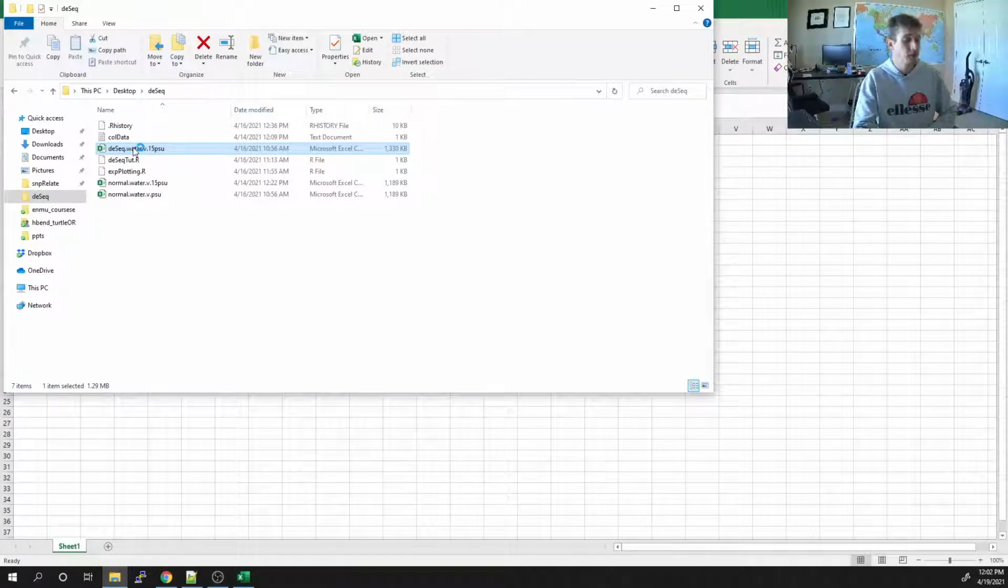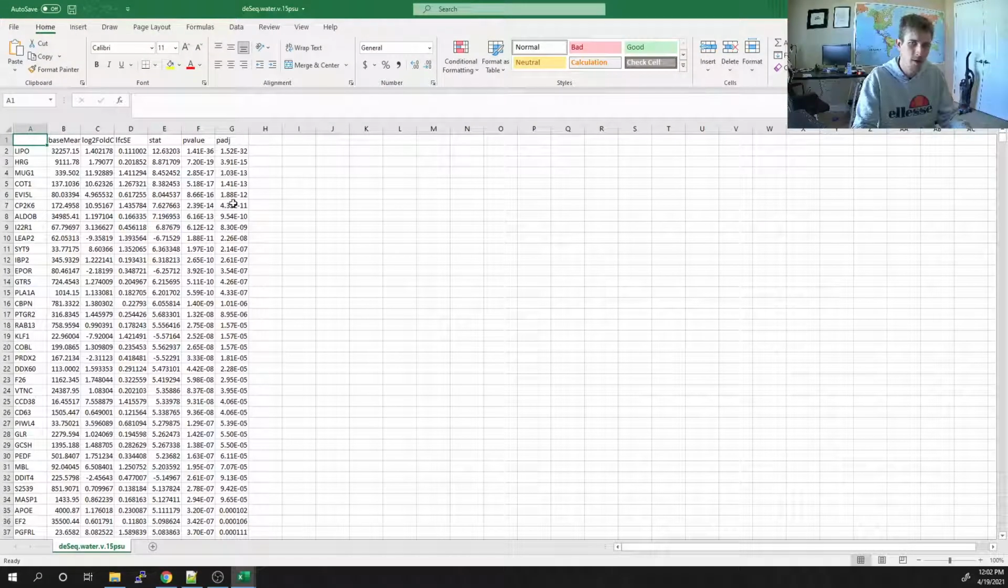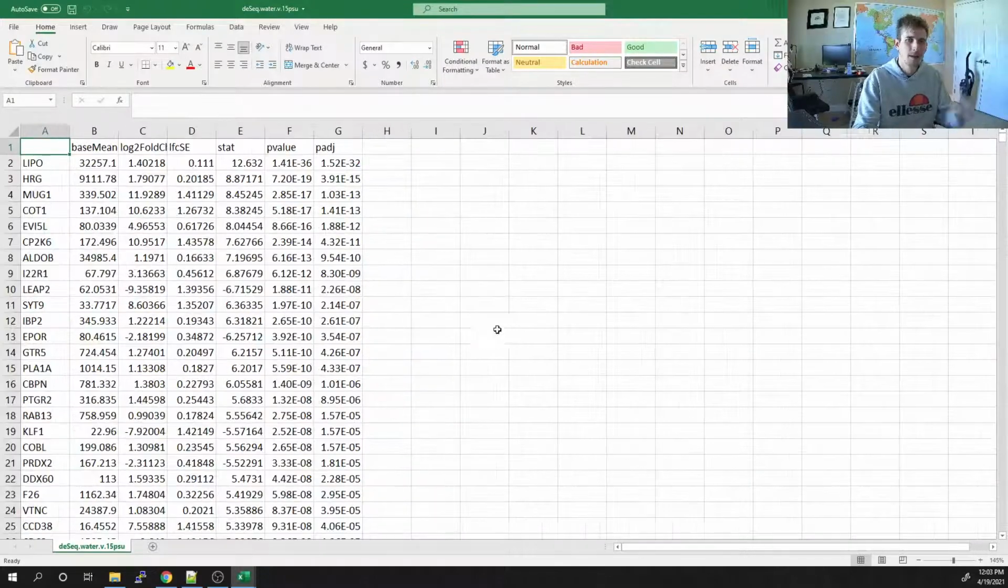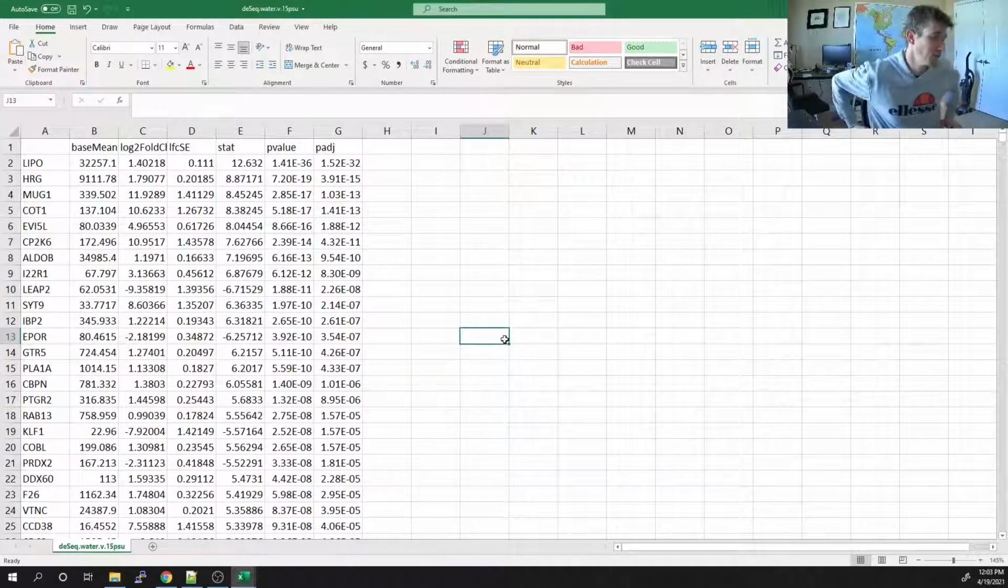I'm just going to quickly open this one up in Excel. And so today will be a decent amount of Excel work. Not a whole lot, but at least a decent amount. So this is generally the raw output of the results of DESeq. It tells us which genes are differentially expressed with the log fold change, and if a p-value was significant.